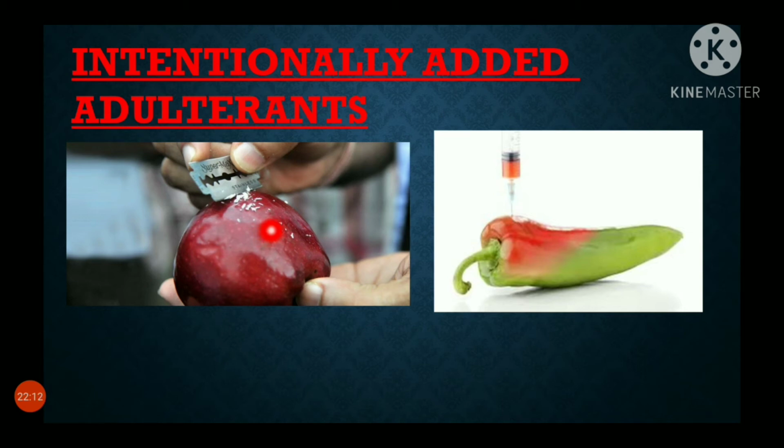It will flow because the soft layer of wax is present on the apple. So if you remove it like this, you can see these are all done wantedly. So this is called intentionally added adulterants. Students, be careful with the food you are having. Hopefully our parents will bring healthy food, but still be careful.